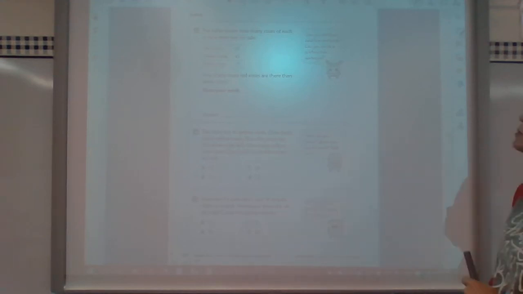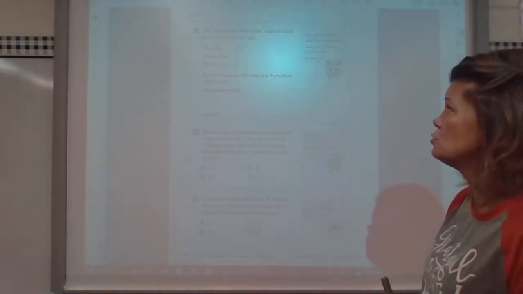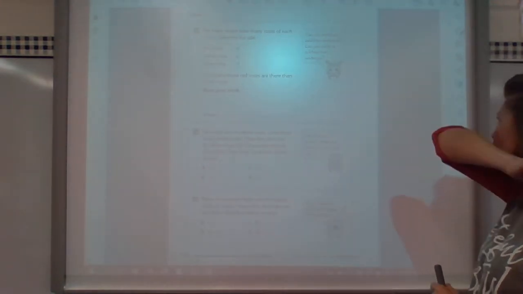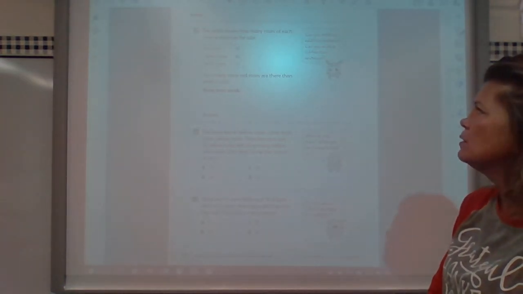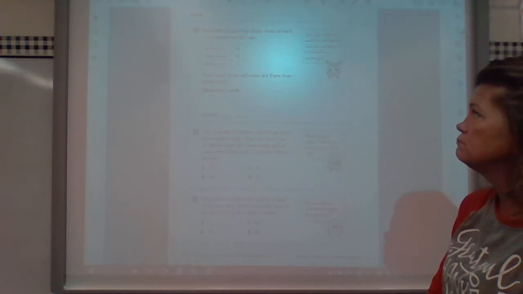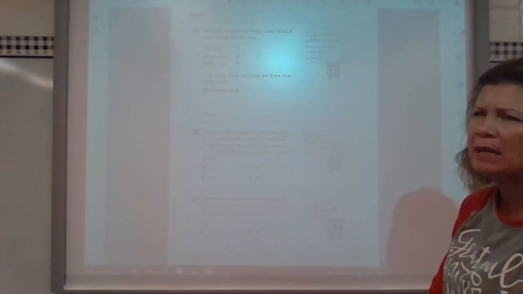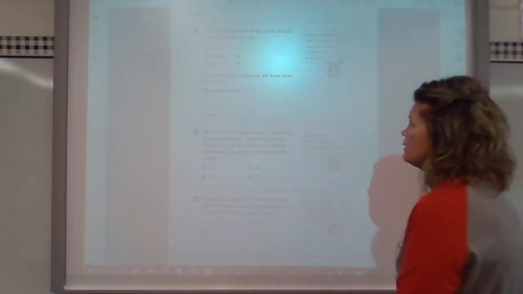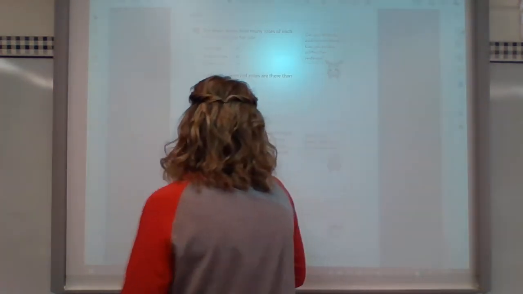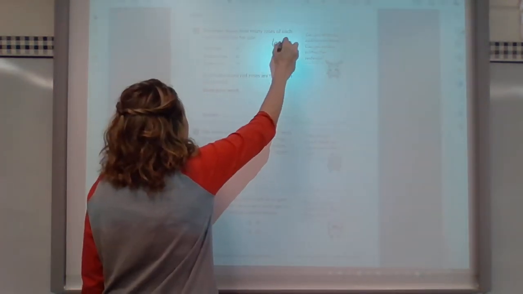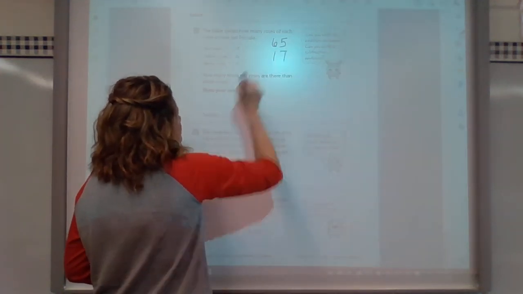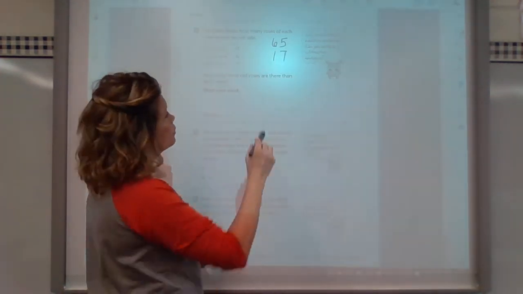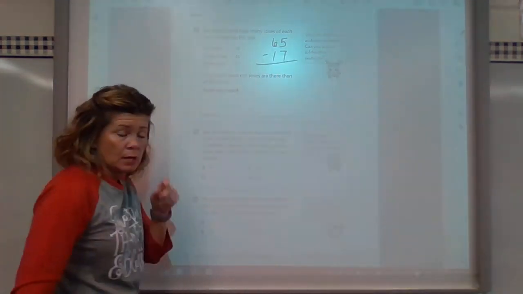Okay, the table shows how many roses of each color a store has for sale. We have red roses, yellow roses, and white roses. How many more red roses are there than white roses? How many more? I think I'm going to have to start with the red roses, and there are 65 of them. And then white roses are 17. So in order to figure out how many more, we're going to have to subtract.